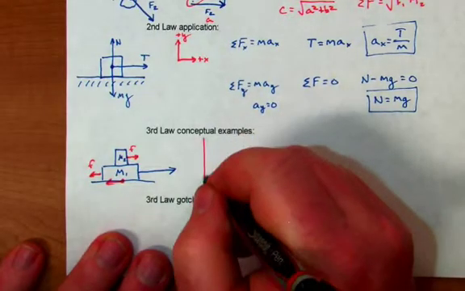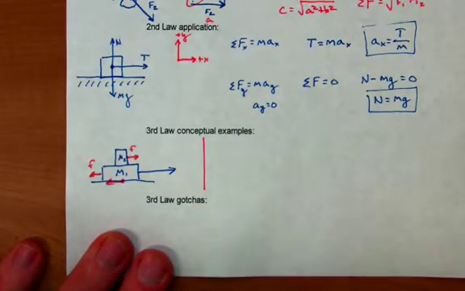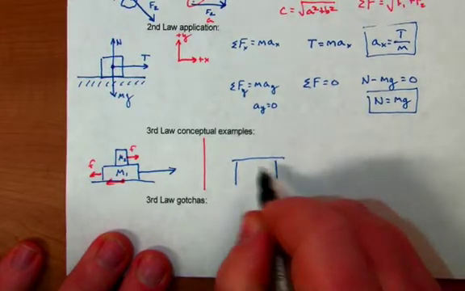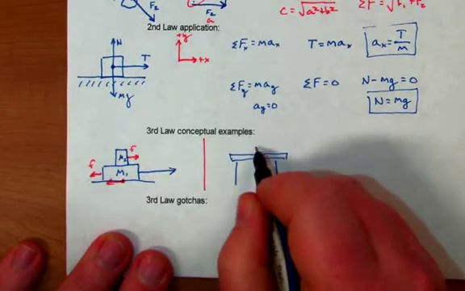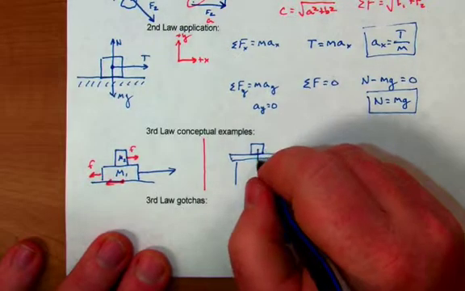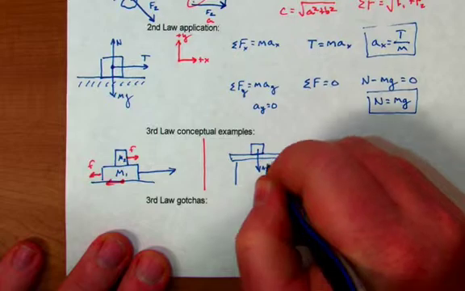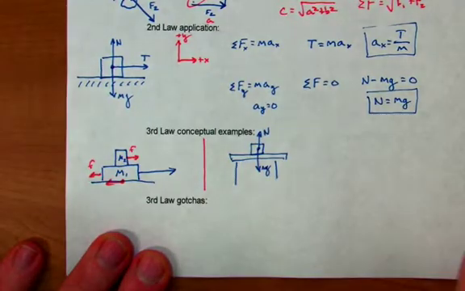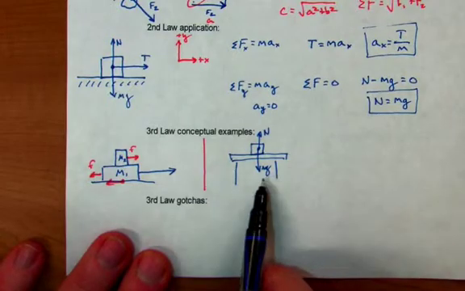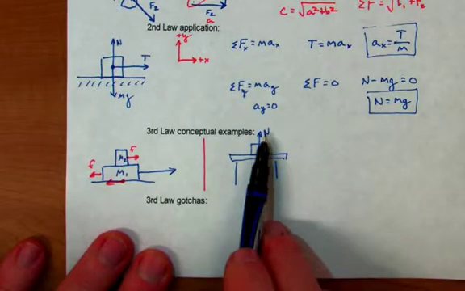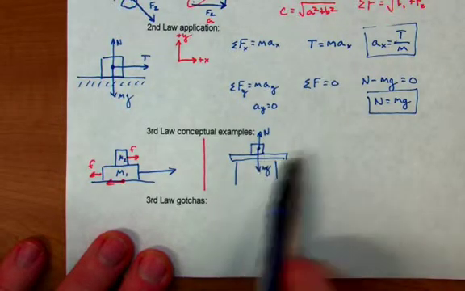Another one that they like to ask a lot is, let's say you have a table, and on that table is a box. And you tell me, draw a free body diagram. There's the weight, mg. There's the normal force. Those are the only forces acting on it. But the question is, what is the reaction force to the weight? And the most common answer is the normal force, because you see it right there, but that's not right.